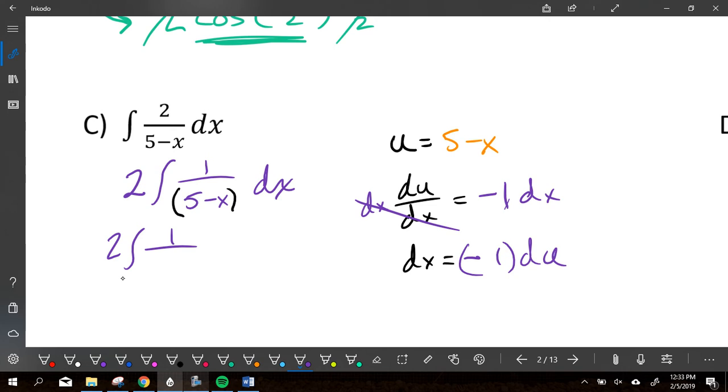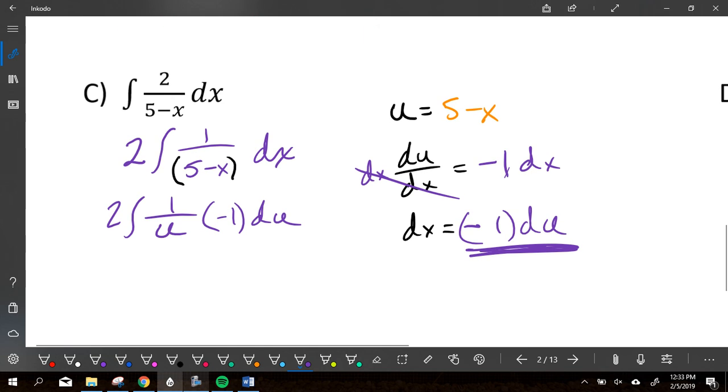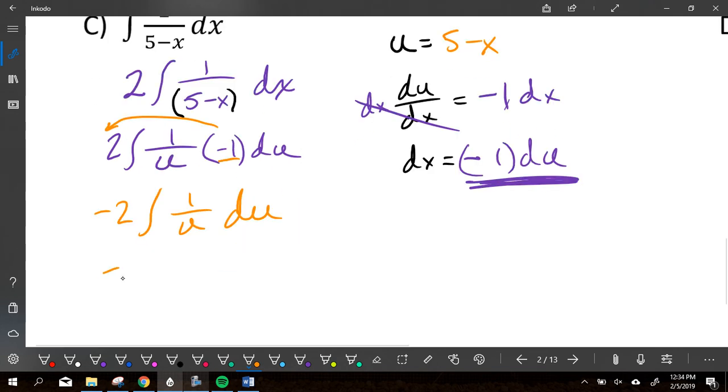So I still haven't done the antiderivative. I'm plugging in 1 over u because I'm plugging in my u. And instead of dx, I'm plugging in this guy, negative 1 du. Do I have any constants when I plug back in? The negative 1. So I can take that negative 1 and pull it out in front. And then I'm going to integrate 1 over u du. What is the antiderivative of 1 over u? ln, absolute value of u. And the antiderivative of du is plus c.